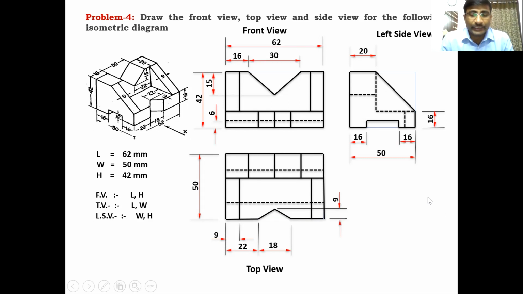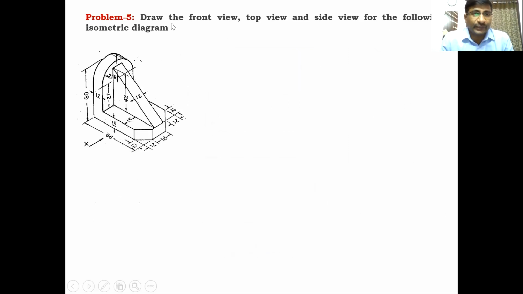Okay, I'm going to the next problem, problem number 5. Draw the front view, top view, and side view for the following isometric diagram. This is the diagram given. First of all, observe this diagram where the front view is. The X arrow mark is represented here. In this direction, the length is taken as 66, height is taken as 60, and width is in this direction. How much is the width? The 12, 18, and 12 is there. So total 24 plus 18 is 42. 42 is the width. Clear?